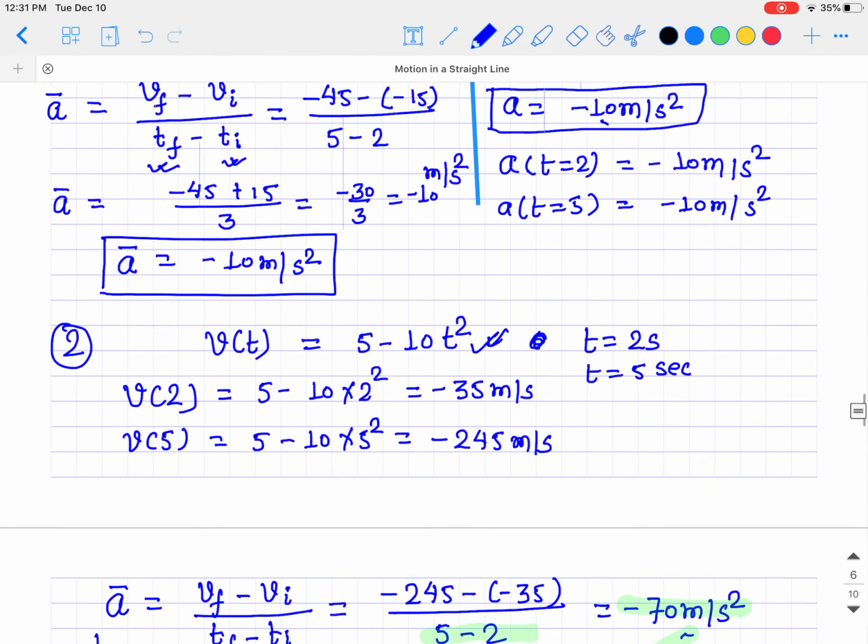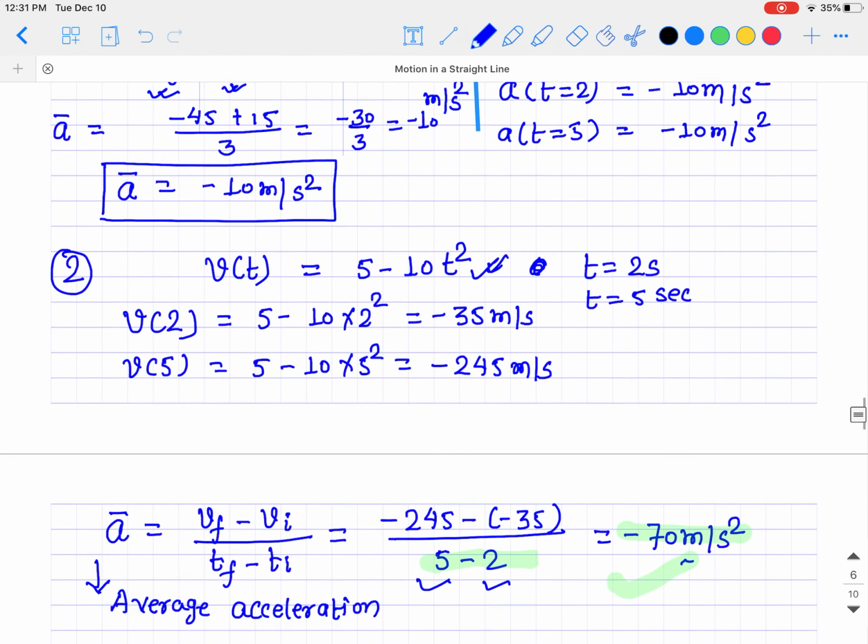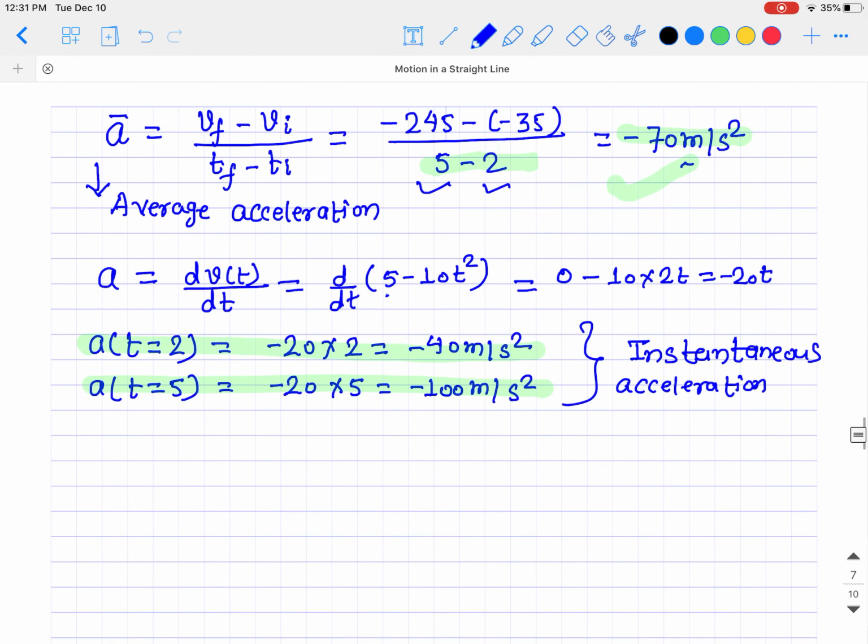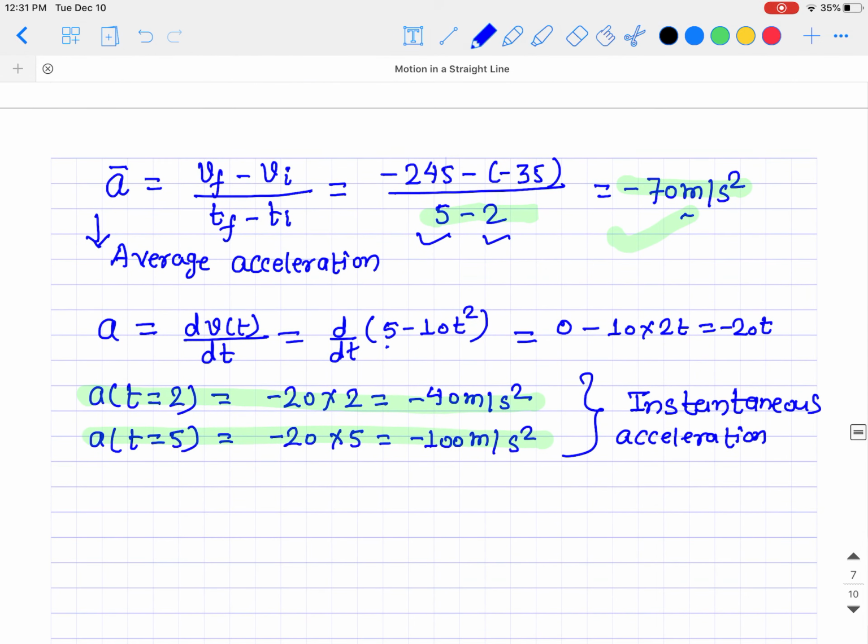So this is how we calculate the average acceleration and the instantaneous acceleration. I hope this helps you to understand the differences between the average acceleration and the instantaneous acceleration.